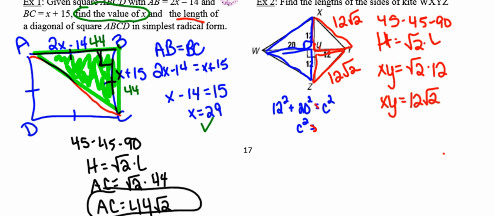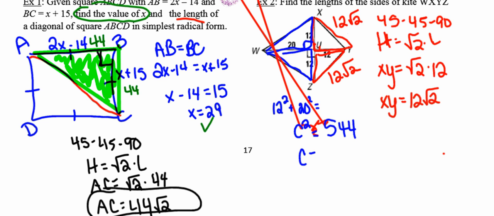When I go ahead and punch that into my calculator, I find that c squared is going to be equal to 544. So c is equal to the square root of 544.